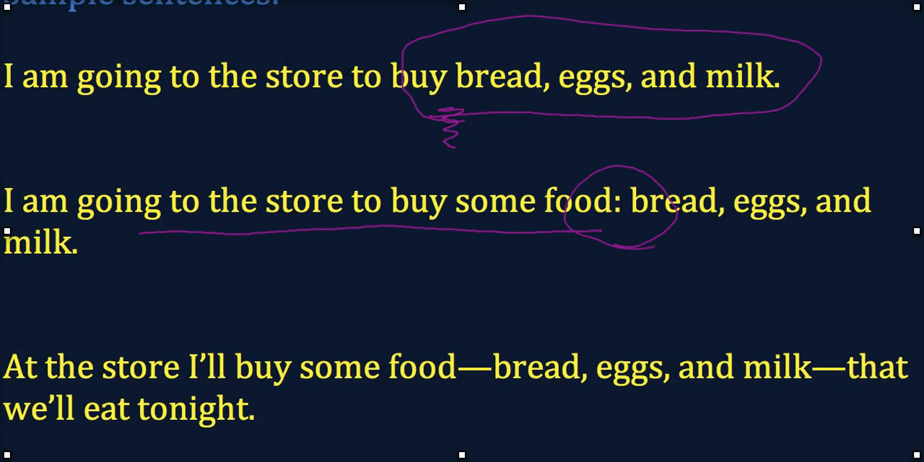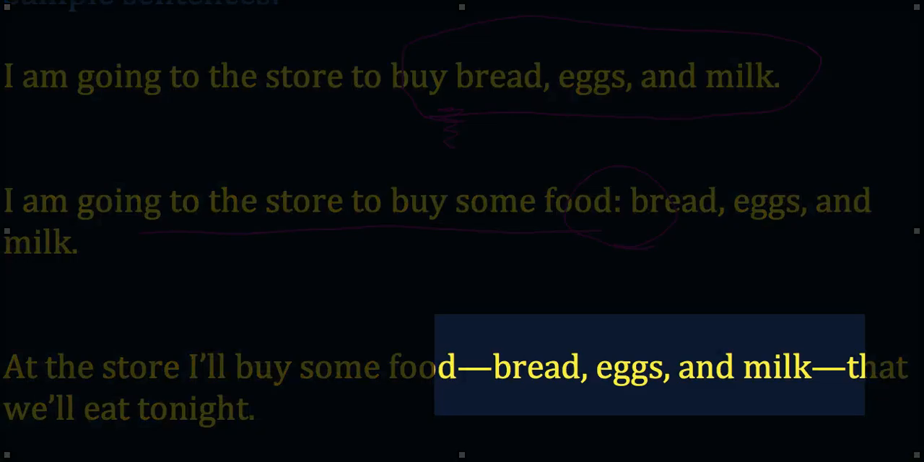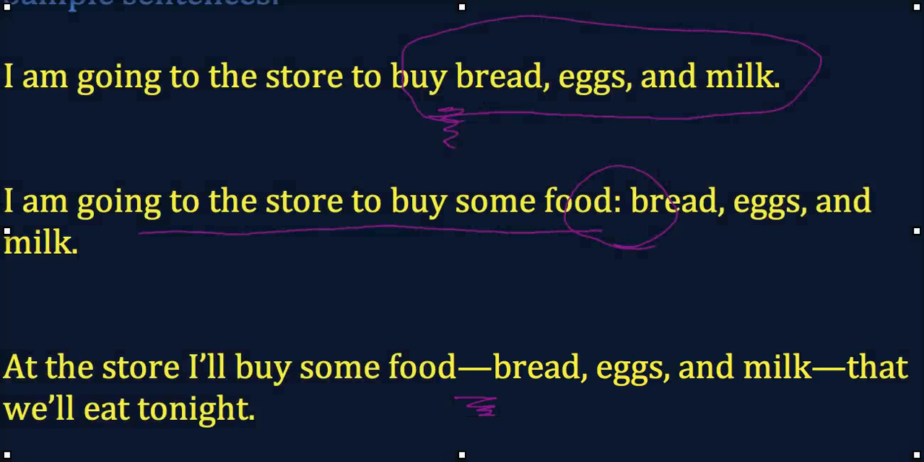The third one, the list of items comes in the middle of the sentence, not the end of the sentence, the middle. And that's when you want to use a dash. Once again, I'll explain more about this later. But this is the punctuation device we have when the sentence is continuing. At the store, I'll buy some food — bread, eggs, and milk — that we'll eat tonight. Now, let's look for now just at a colon. In the next tutorial, I'll explain more about dashes. So let's start with this, colons.